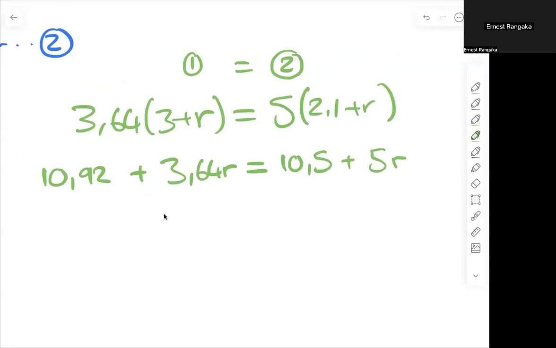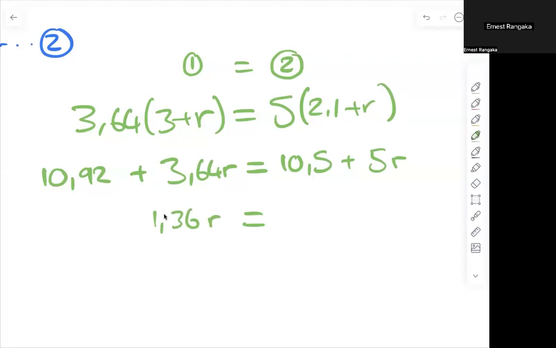You can see 5r, I'm going to minus 3.64. So we're going to have 5 minus 3.64 equals 1.36. So I'm going to have 1.36r in that case there.